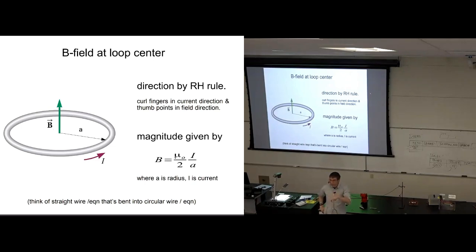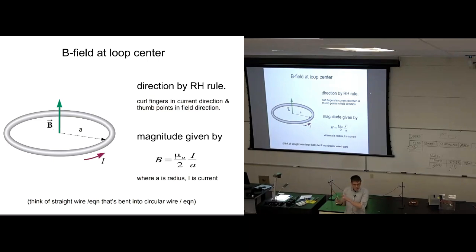It depends on the radius of the loop. If the loop is a big circle, then the field's weaker because you're further from the wire. If the loop is a small circle, then the field is stronger because you're closer to the wire. So the field depends on I over a, where a is the radius of the current loop. There's also a constant multiplied. Notice here that that constant is slightly different for a circular loop of wire compared to a straight current-carrying wire. It's not mu naught over 2 pi, it's mu naught over 2.